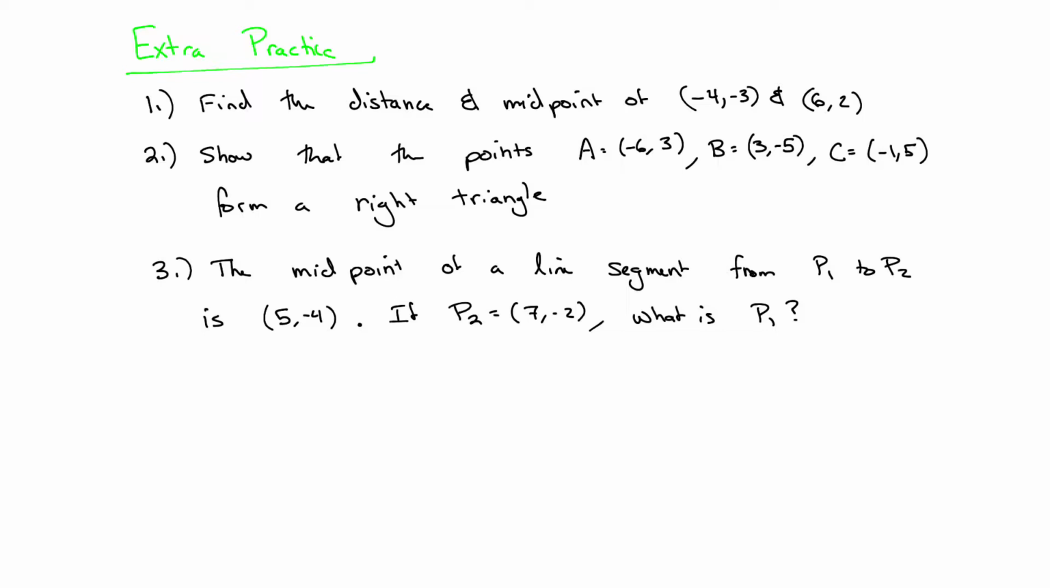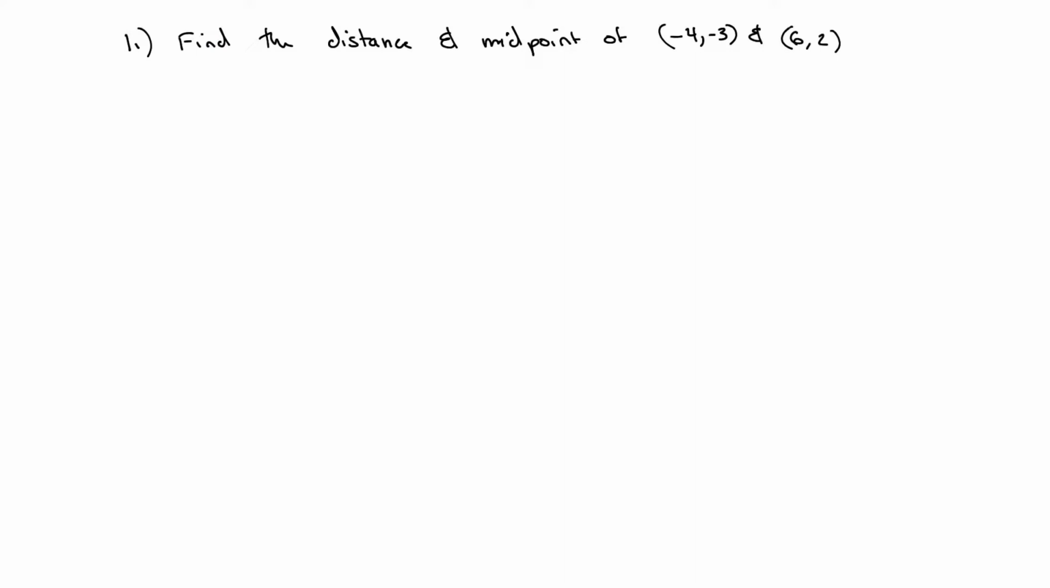But we're going to go ahead and get started right away with question 1, which is find the distance and the midpoint of these 2 points. It doesn't matter which one you make your x sub 1, y sub 1, and your x sub 2, y sub 2. Convention would be this is your x sub 1, y sub 1, this is your x sub 2, y sub 2. So distance is going to be the square root of the differences of the x coordinates. So 6 minus negative 4, which would be 6 plus 4 squared, and 2 minus negative 3, so 2 plus 3, 20 squared.